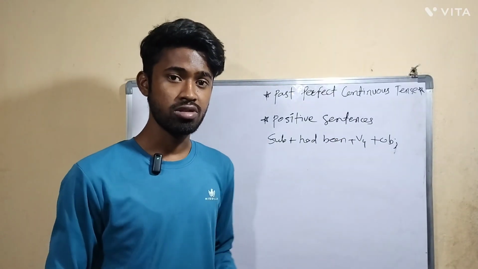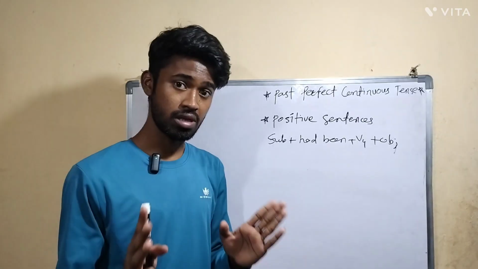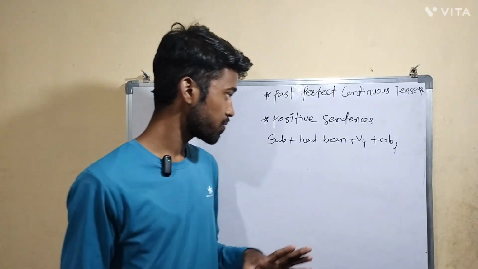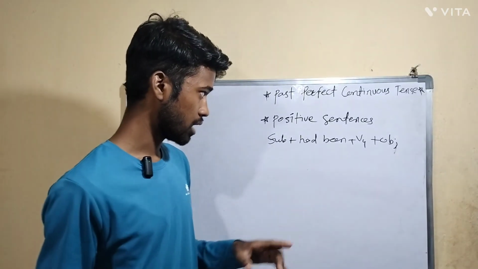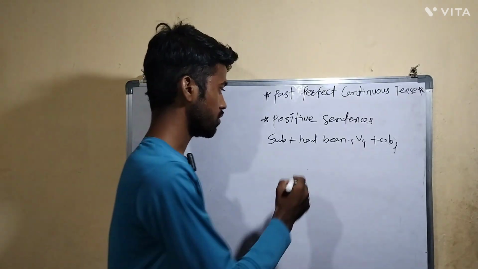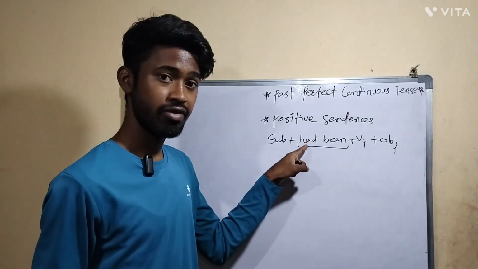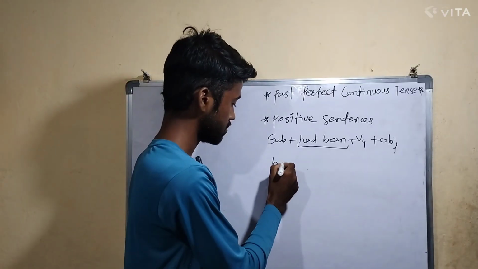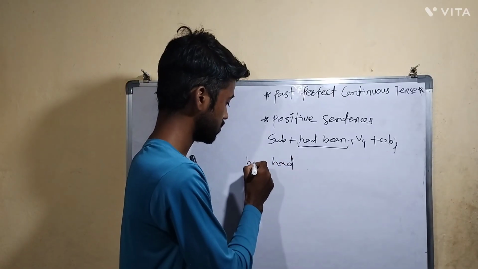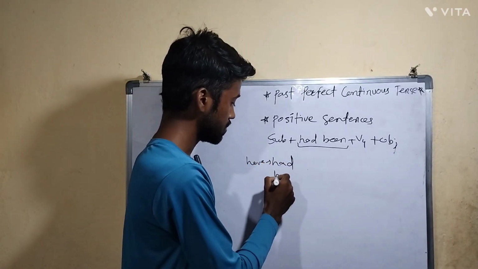So in any positive sentence, we take the subject first, at the first position, right? Now you should understand that perfectly. Now, what is this had been? This is the have form, had. Had is the have form, and been is the be form.